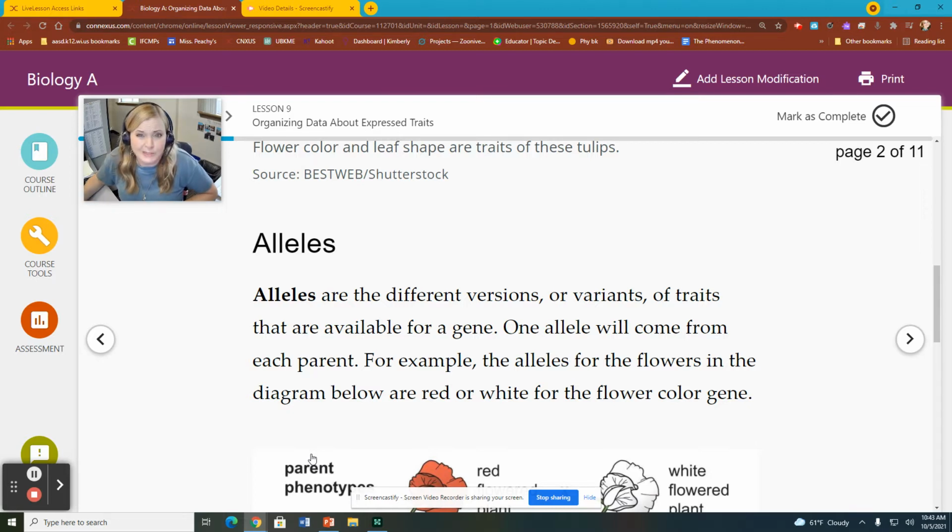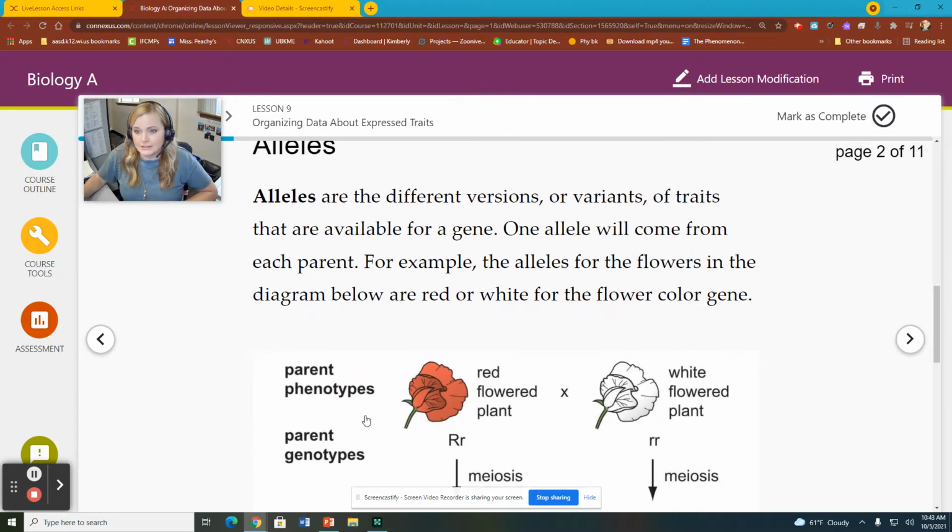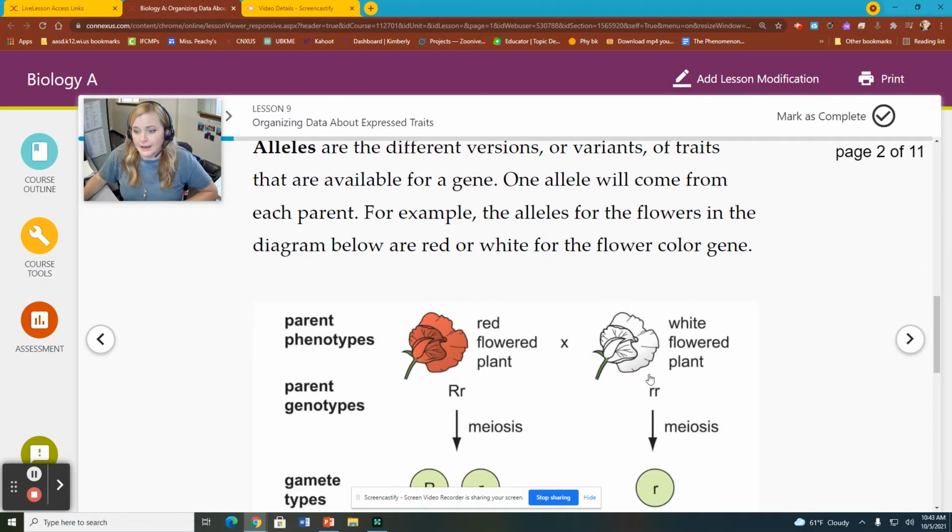So I've talked about these before. This should not be unfamiliar to you if you've been watching my videos, that an allele is just a different version of a gene. So if the gene is for flower color here, the alleles are red or white. And in this case, we talk about simple dominance and recessiveness. So our red allele is dominant and our white allele is recessive.